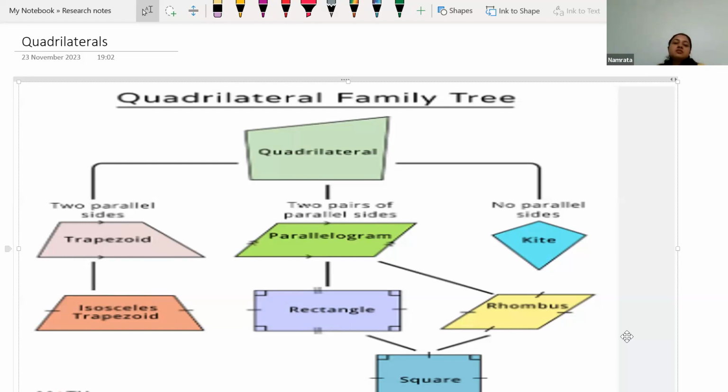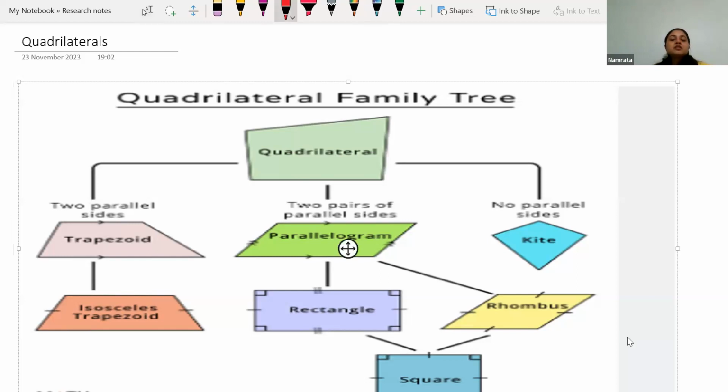That way it's just fun, maybe for a practical or some activity, you must have created your own family tree. This is our quadrilaterals family tree. Here, as you can see, the first member of this family is the quadrilateral.